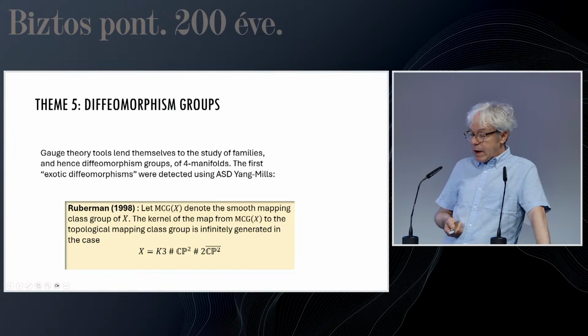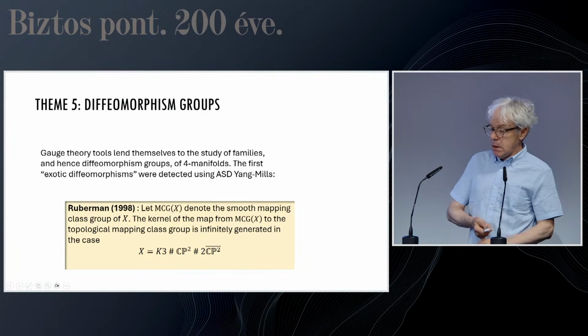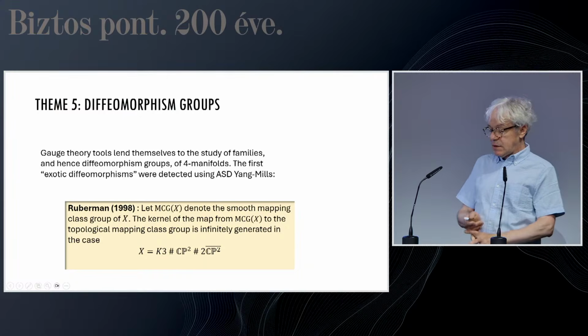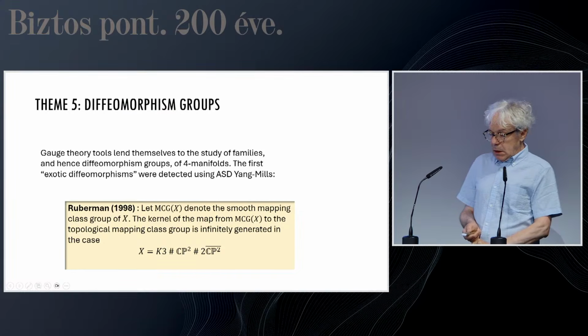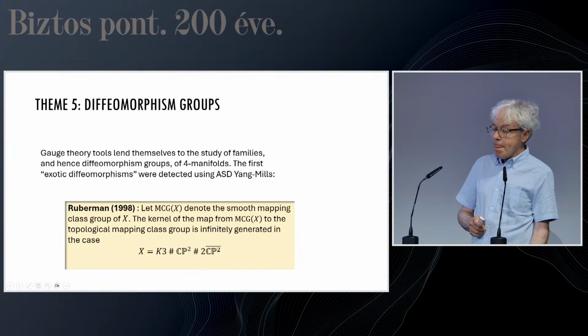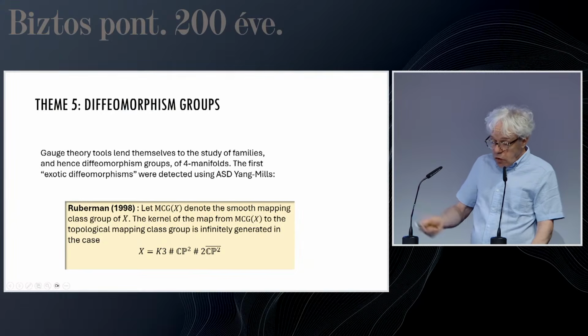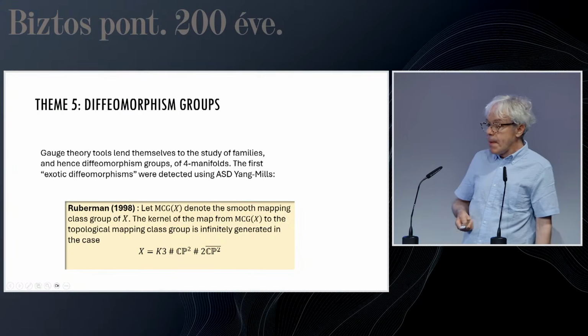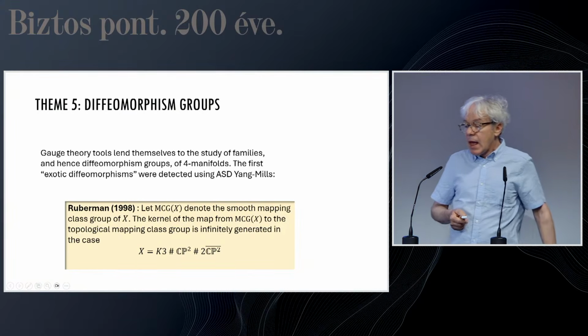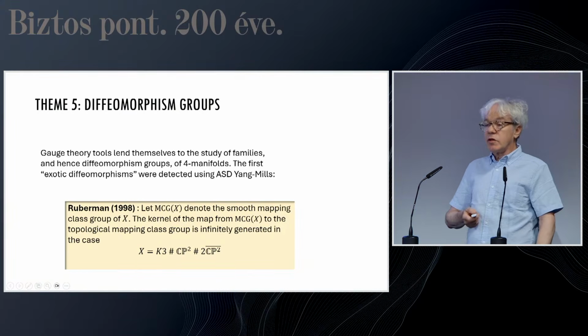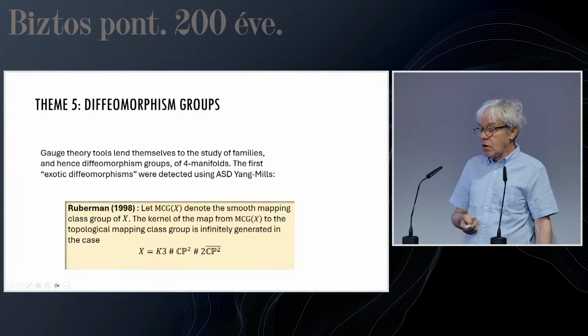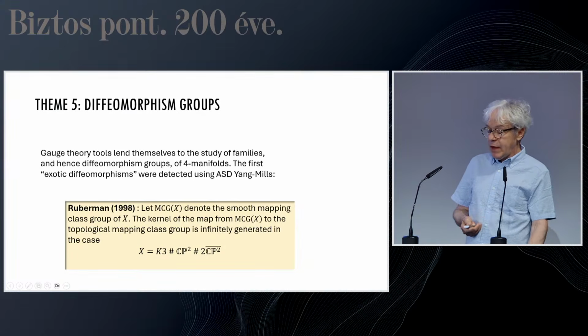Here's a particular 4-manifold in his application. K3 connect sum a CP2 and then 2 oppositely oriented CP2s. He showed that the mapping class group of this smooth manifold contained elements which were non-trivial smoothly in the mapping class group, but put into the topological mapping class group were topologically isotopic to the identity map.